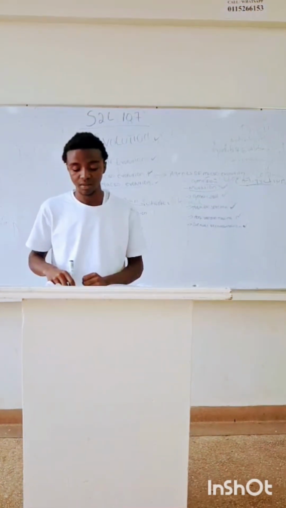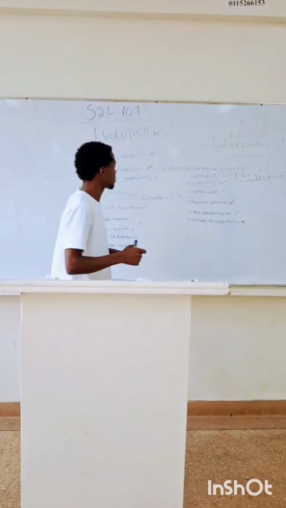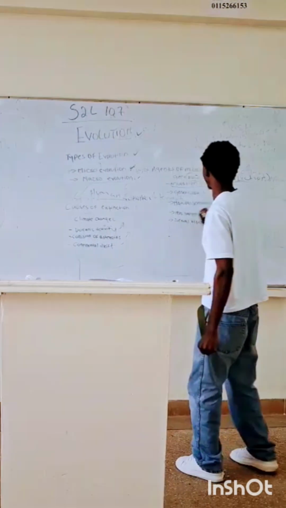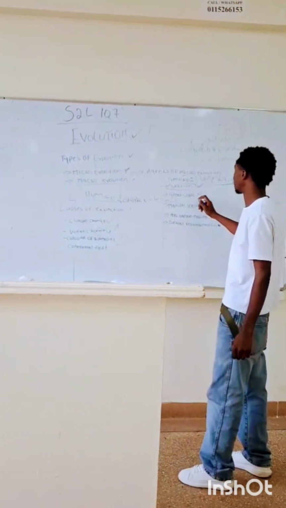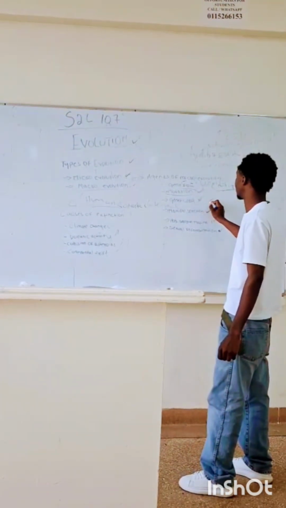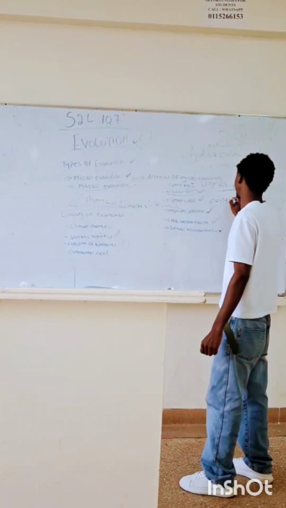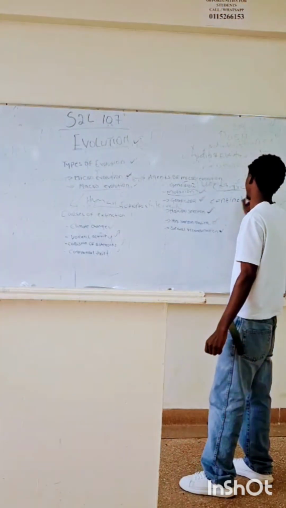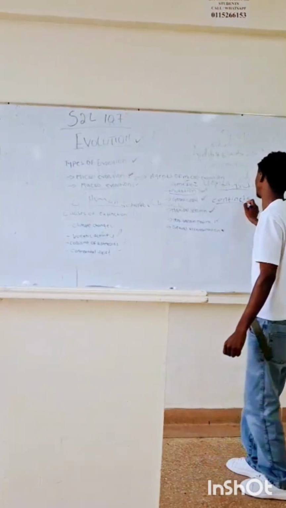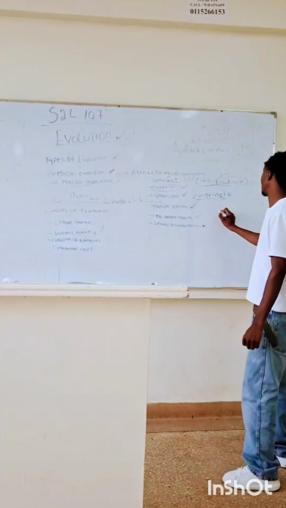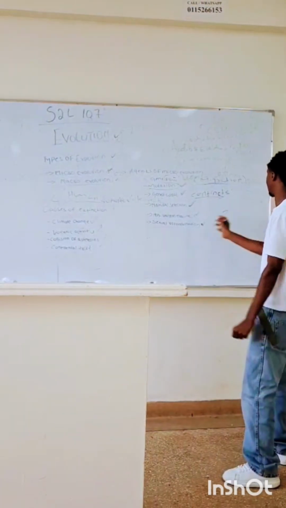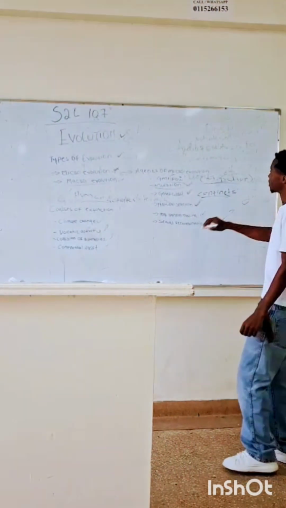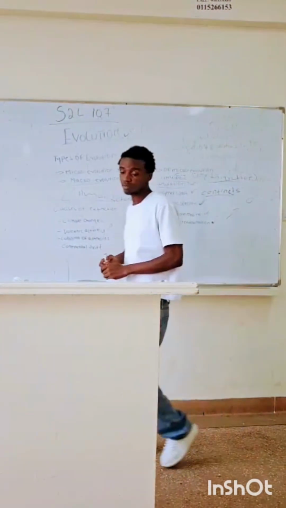So I'm going to move to continental drift, the movement of continents or environment. Continental drift refers to the movement of continents. And when a continent moves from one place to another, some of the species will be moved to that place, showing microevolution.